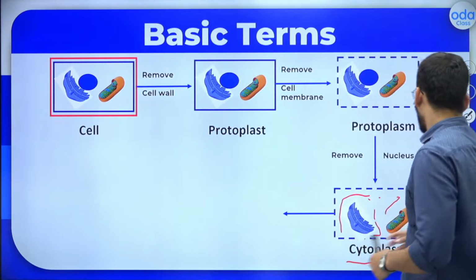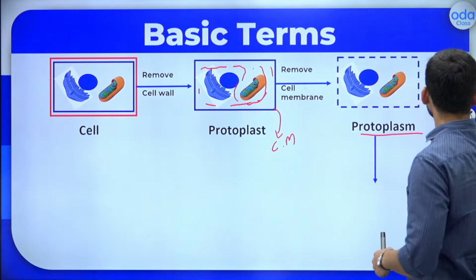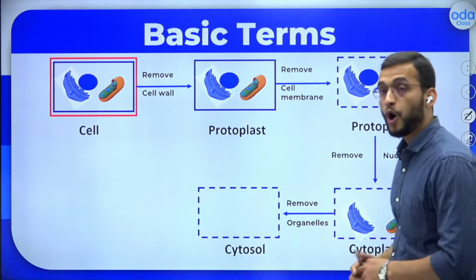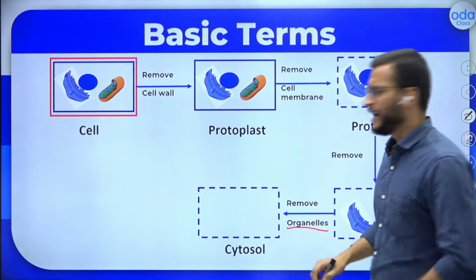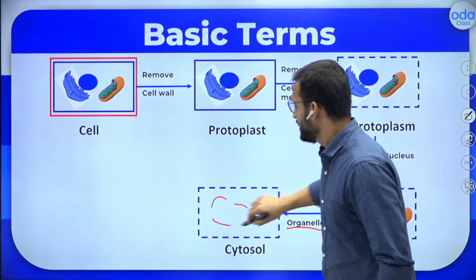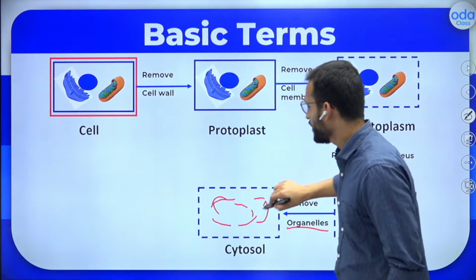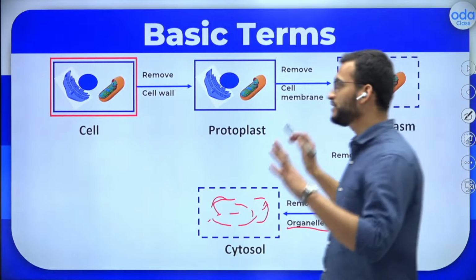Now let us see what is the next thing. I'm removing the organelles as well now. Cell organelles are removed. What do I have? I only have the liquid content now. Now this is referred to as cytosol. I hope the terms are very clear.